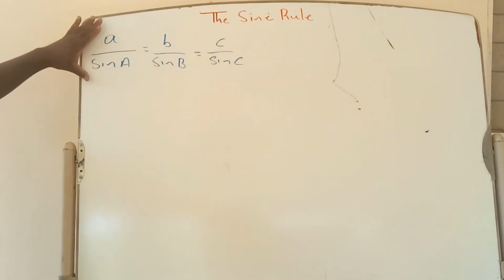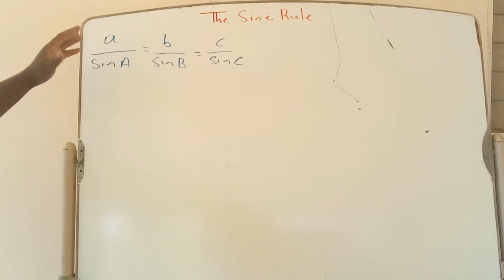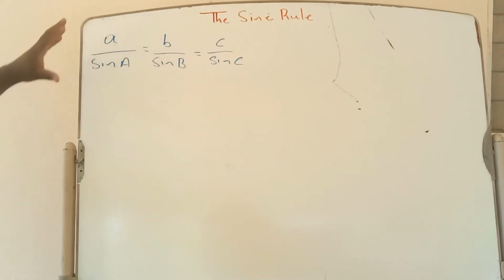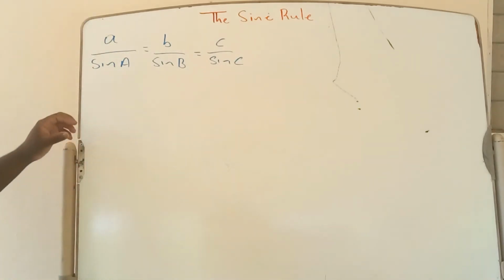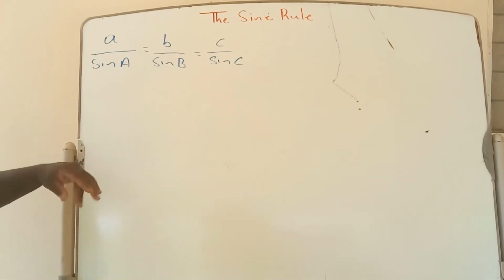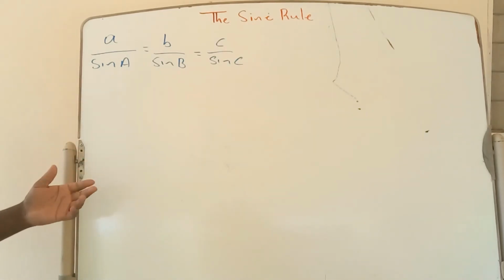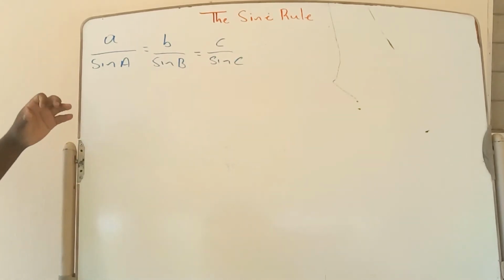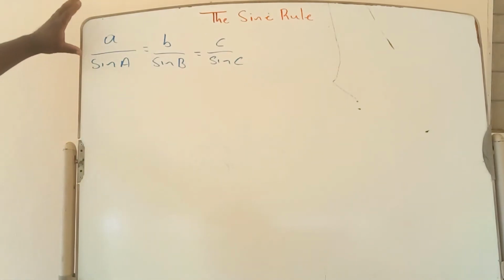But how is this rule useful? This rule is useful when you are given a triangle that is non-right angle. So the triangle must be a non-right angle triangle. Once you have a non-right angle triangle, you can ask to calculate a missing angle, or you can ask to calculate a missing side, but you would have to be given some information. So this rule is useful for that.